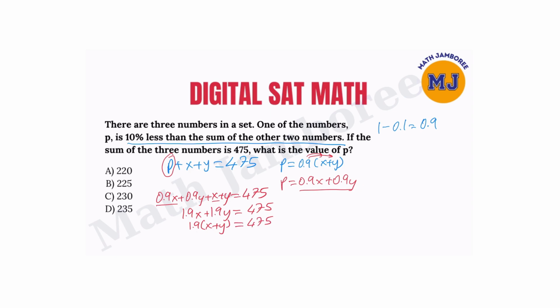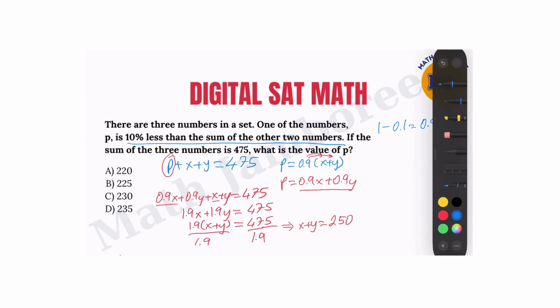1.9 times (x plus y) equals 475. To get the value of x plus y, we will divide both sides by 1.9. In the SAT, you are allowed to use your calculator, and it's even embedded in the system. So when you use your calculator, you will find the value of x plus y: 475 divided by 1.9 is 250. So we just found the value of x plus y.